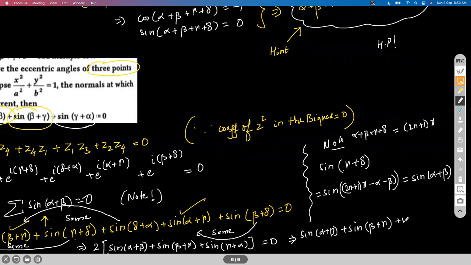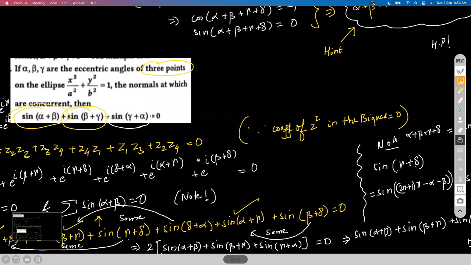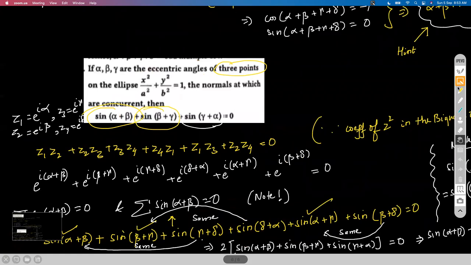This is equal to zero, hence proved. Okay, so from this two other properties also came up, that is cos alpha plus beta, summation for all possible values of alpha and beta, is zero. Sine alpha plus beta is also zero, summation of that.